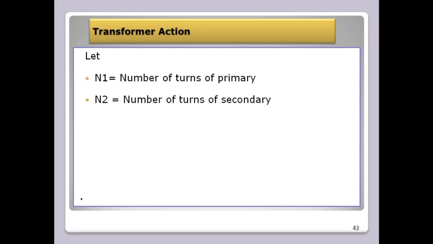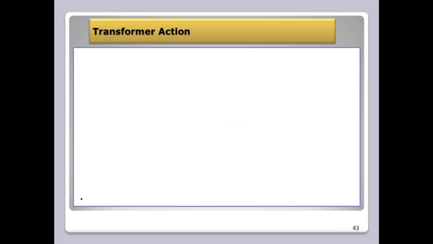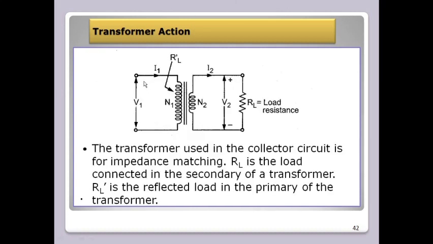Let us say N1 is the number of turns in the primary and N2 the number of turns in the secondary, V1 is the voltage applied to the primary and V2 the voltage on the secondary, I1 is the primary current and I2 the secondary current. You can see this in the circuit. So all the terms: I1 primary current, V1 primary voltage, N1 number of turns on the primary side, I2 secondary current, V2 secondary voltage, and N2 number of turns on the secondary side.